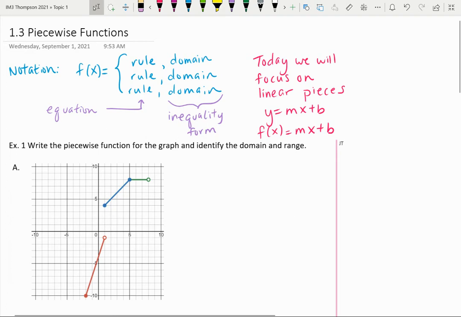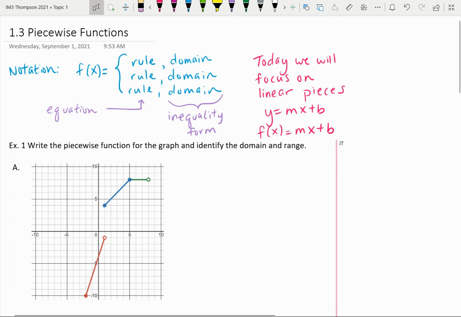The rule is just an equation. Could be a linear equation, a quadratic equation, an absolute value, any type of equation. And then the domain, for our uses today, we're going to write in inequality form. So we're going to use less than, greater than or equal to, and other similar symbols.